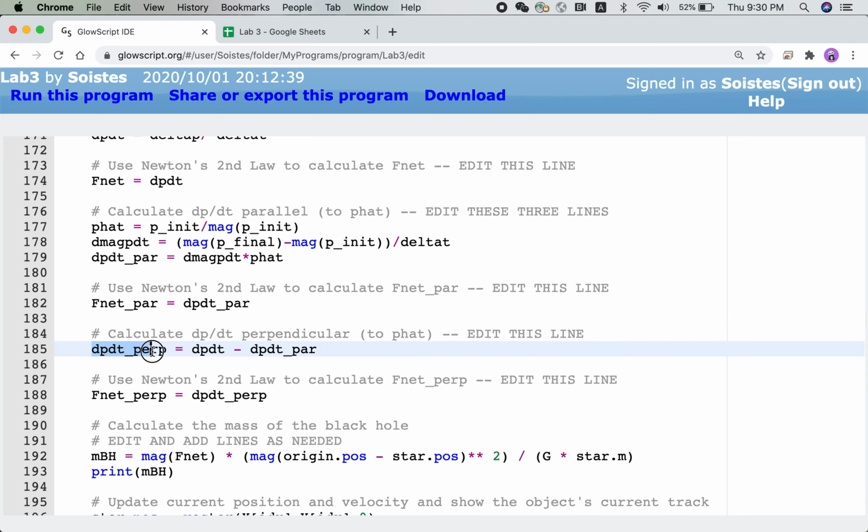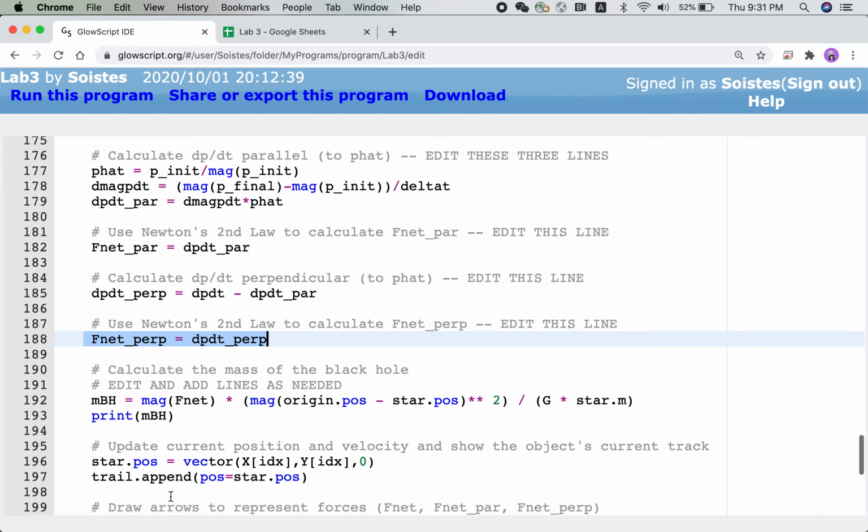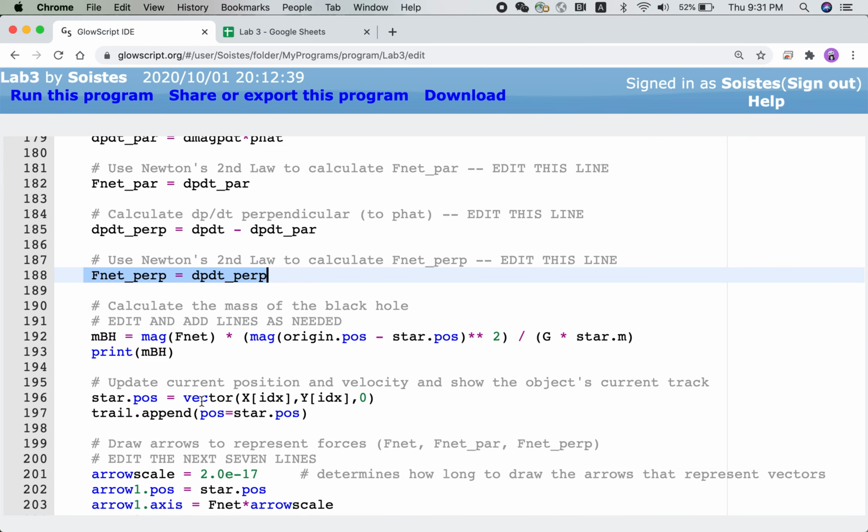And the rate of changing momentum in the perpendicular component is equal to the rate of changing momentum minus the rate of changing momentum in the parallel component. And using Newton's second law again, the net force in the perpendicular component is equal to the rate of changing momentum in the perpendicular component.